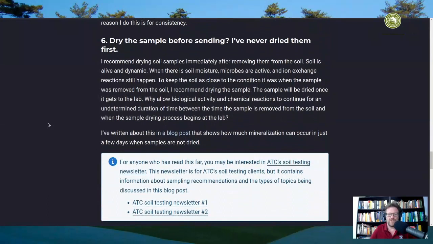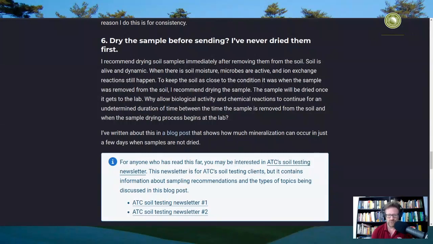The next question was, dry the sample before sending. I've never dried them first. That was the question and statement. And I've had some blog posts about this, some ATC Double Cut episodes about this. I'll read my answer to this. I said, I recommend drying soil samples immediately after removing them from the soil. Soil is alive and dynamic. When there is soil moisture, microbes are active and ion exchange reactions still happen. To keep the soil as close to the condition it was when the sample was removed from the soil, I recommend drying the sample. The sample will be dried once it gets to the lab.